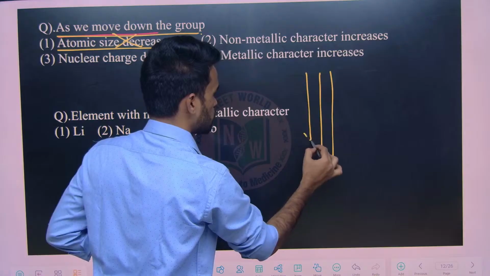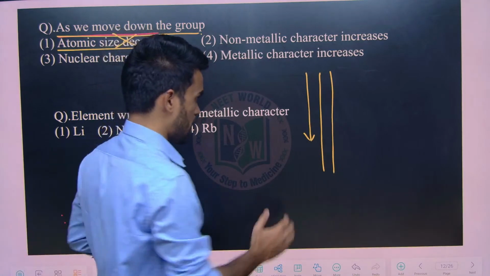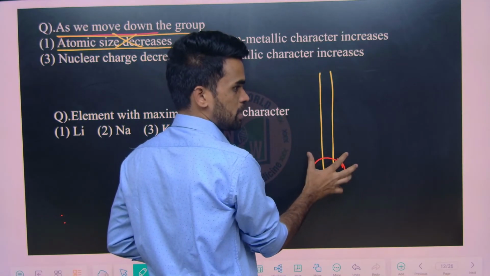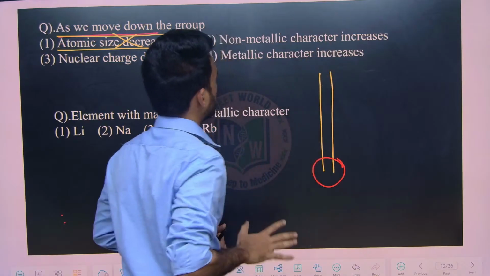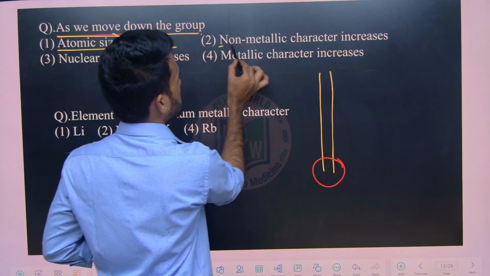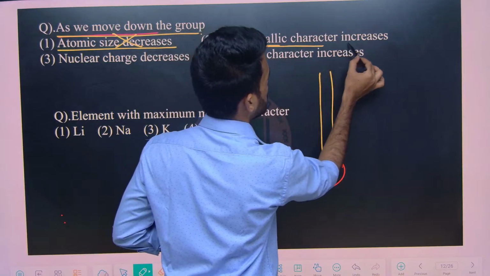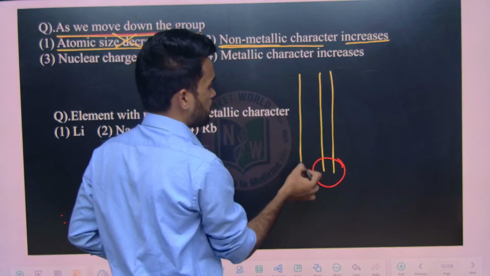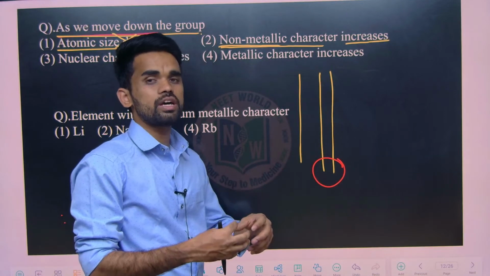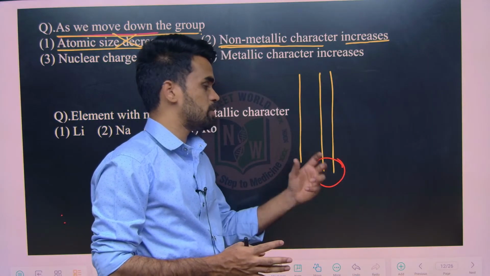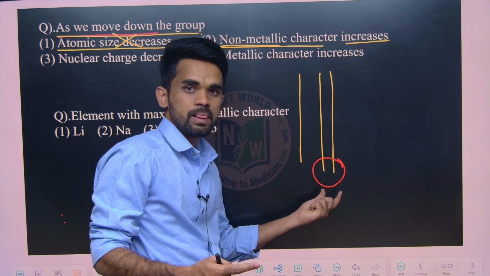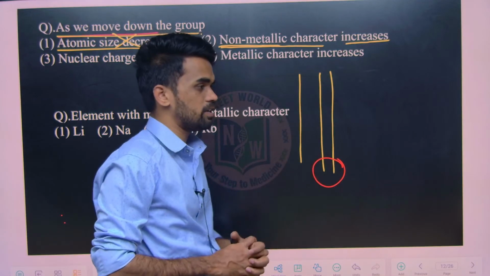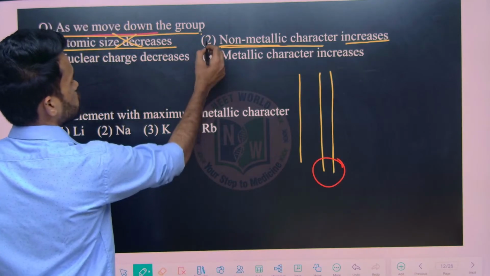As we move down the group, size increases. So the bottom element will be bigger in size than the top element. Remember like that. Next, what about non-metallic nature? Non-metallic character, no, metallic character increases as we move down the group. So most of the more metallic elements will be at the bottom of the table. As we go down the group, metallic nature increases. The next thing is, so this is also incorrect.